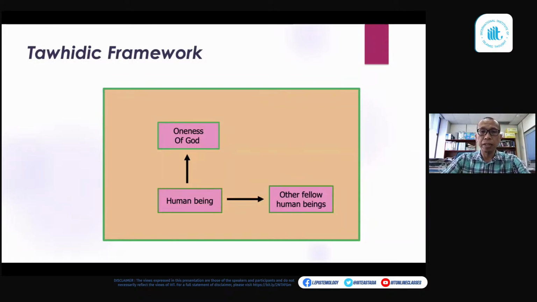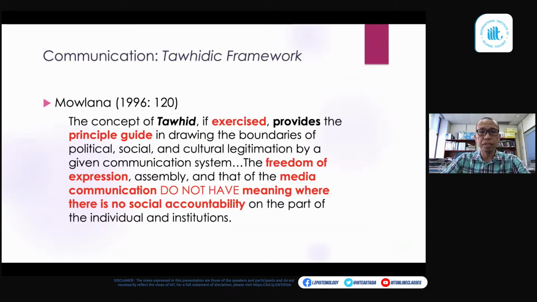And of course, I've shown this one before, just to make sure that you know what I'm talking about. So Tawhid here provides the principal guide. Whatever action we perform on a daily basis must be according to principles which are in line with this particular framework. And then of course, I'm going to proceed further.